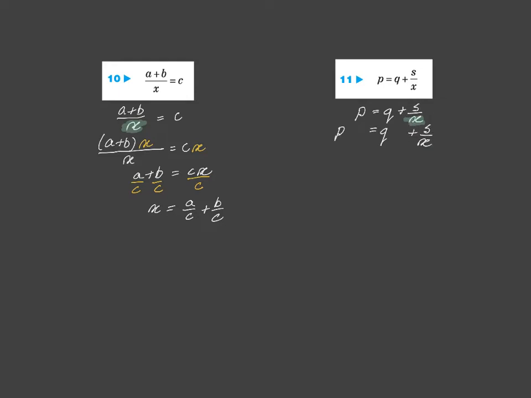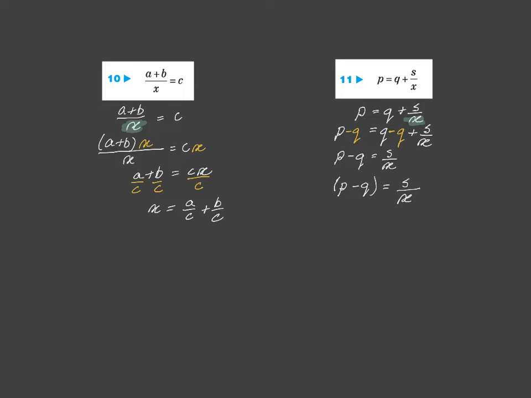On the right, I'm going to subtract q so that I can isolate my x term, and I balance that with subtracting q on the left side. On the left, I have p minus q, and on the right, q minus q is 0, so it is just s over x. Now I'm ready to practice magic maths.